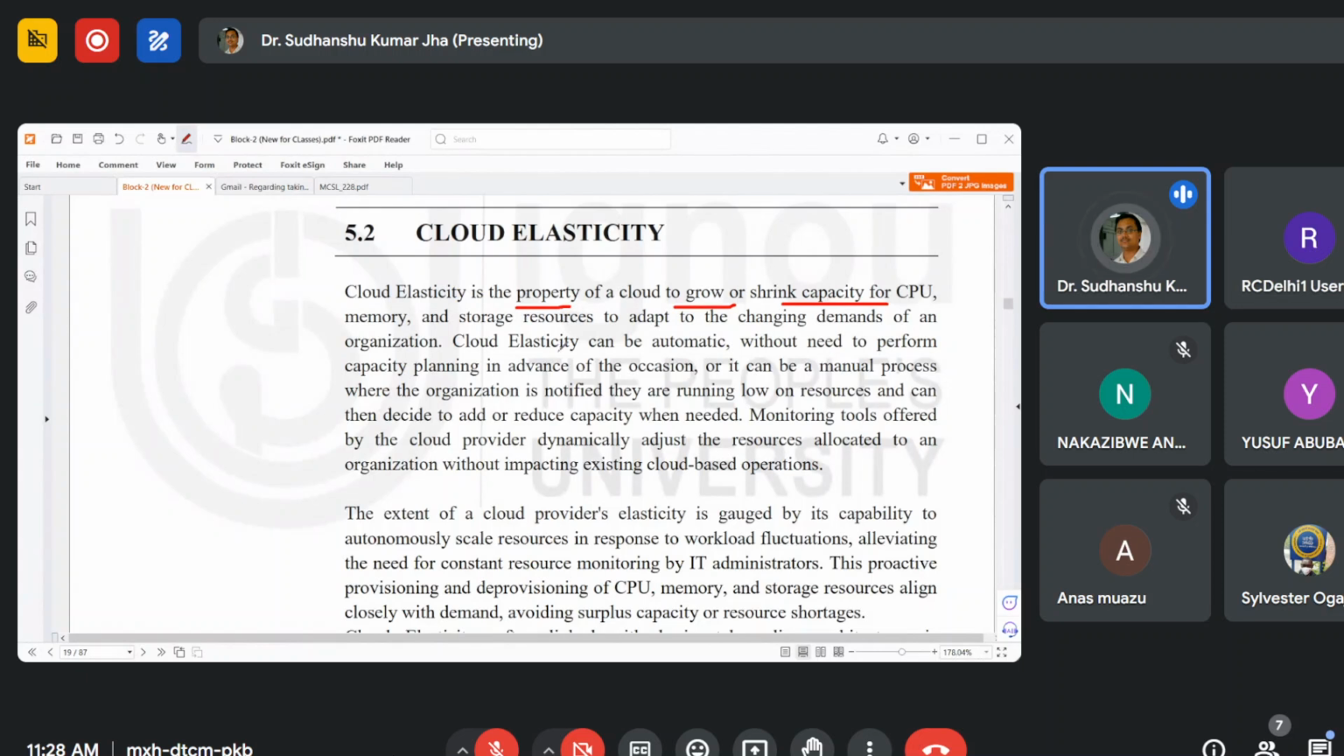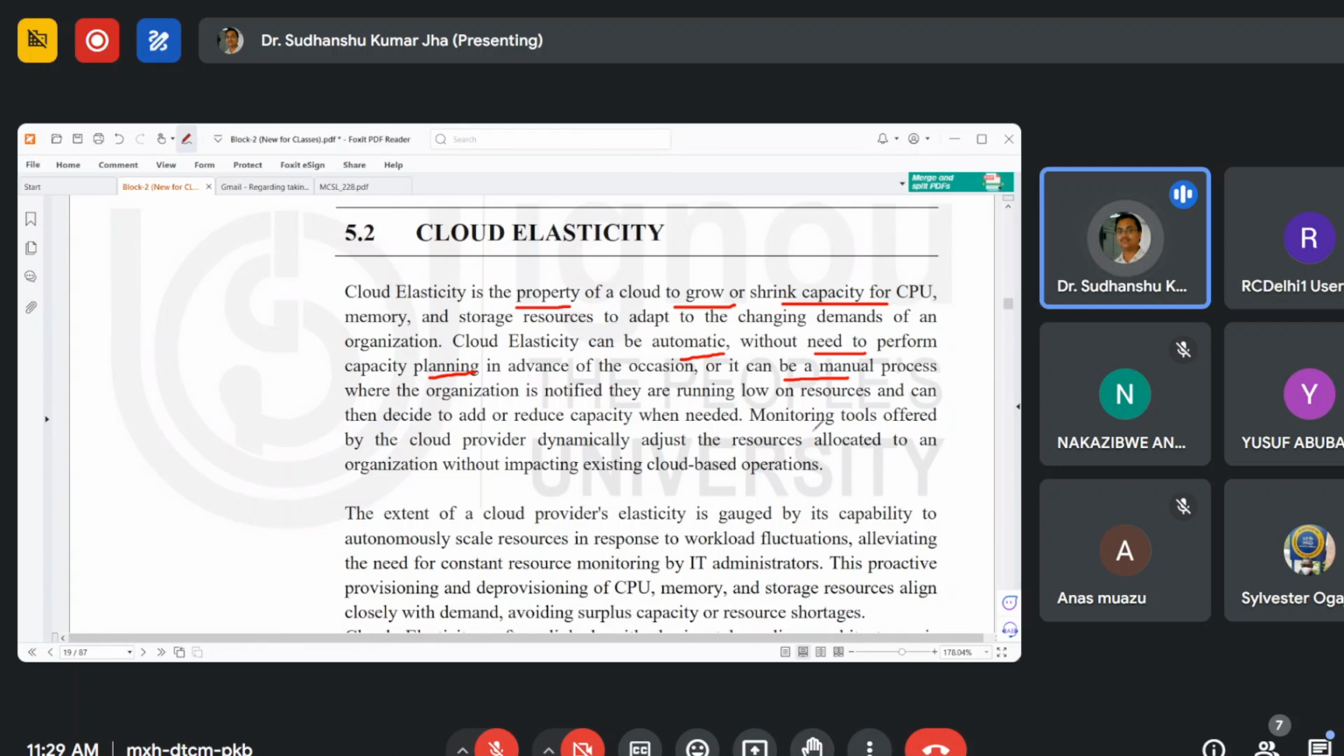So cloud elasticity can be automatic without need to perform any capacity planning in advance, or it may be a manual process. Cloud elasticity determines how much more resources may be granted and how much resources may be deallocated.